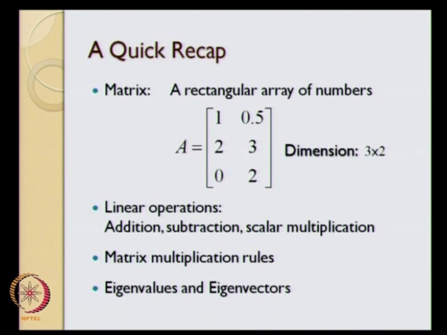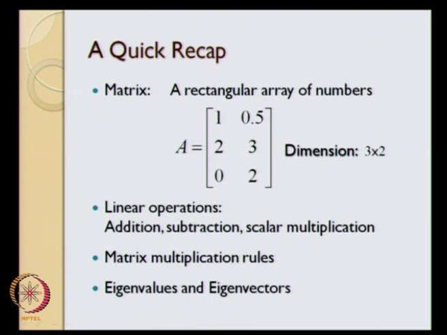For addition of two different matrices, the dimensions have to be the same. That means you can add a 3 by 2 matrix to another 3 by 2 matrix, you cannot add a 3 by 2 matrix to a 2 by 2 matrix, for example. Same thing with subtraction. Now you can multiply any matrix of any size with a scalar, and so if we were to consider alpha A, alpha is going to multiply each element of the matrix A. Okay. Then there are matrix multiplication rules.